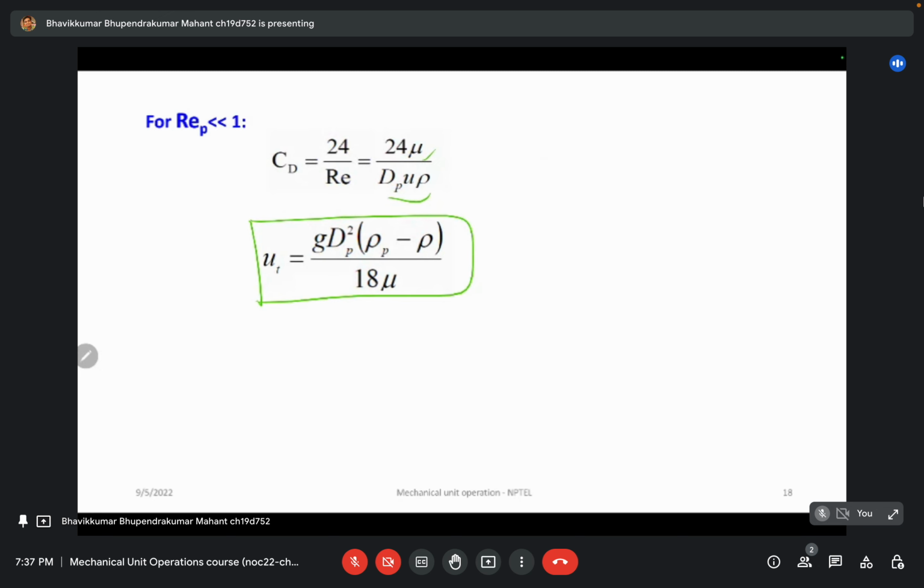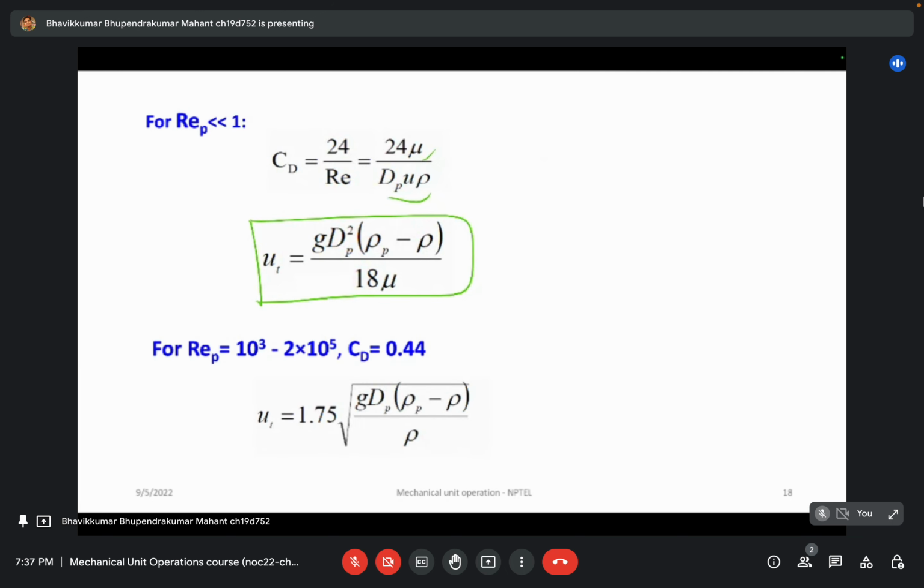This is the equation which we have seen earlier, and this is how it gets derived. Now if we consider high Reynolds number, which is more than 10 to the power 3 up to 2 into 10 to the power 5, then we consider the CD value as constant, 0.44. We substitute the value in the above equation, then at the end you will get the terminal velocity equal to 1.75 under root of g dp delta rho by rho.